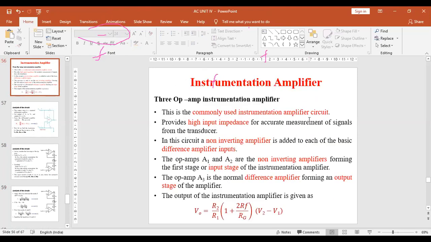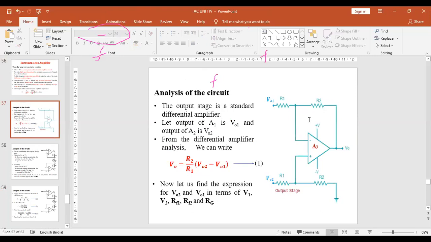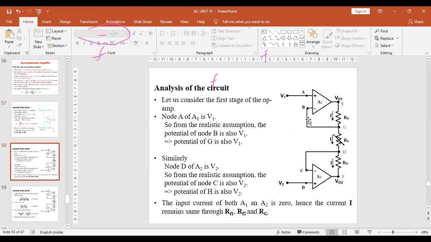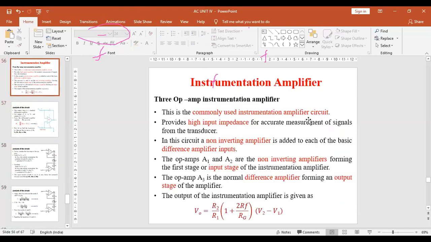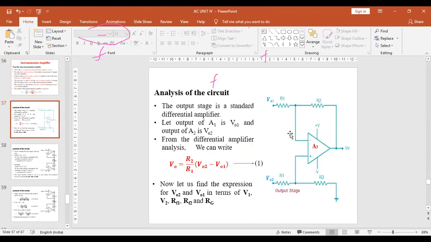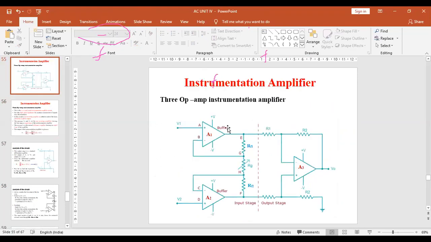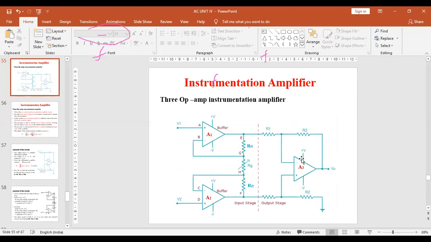So it is basically a 3 op amp circuit. It consists of 3 op amps. At the input side we have two non-inverting amplifiers, and at the output side we have the difference amplifier. The outputs of the two non-inverting amplifiers are given to the inputs of the differential amplifier. A1 and A2 are the non-inverting amplifiers, and A3 is the difference amplifier.